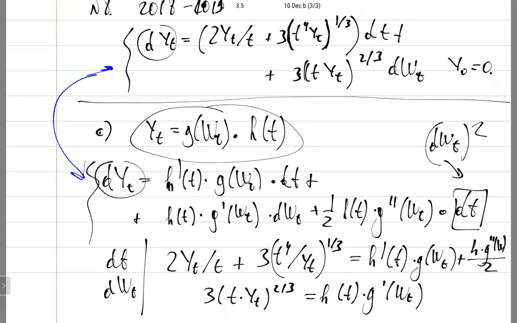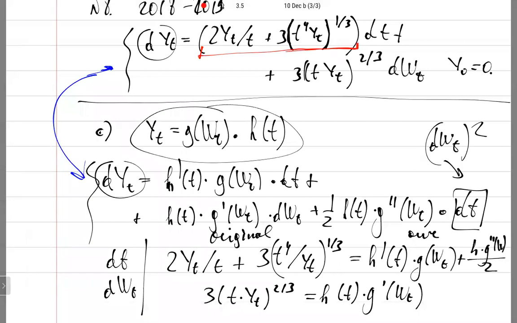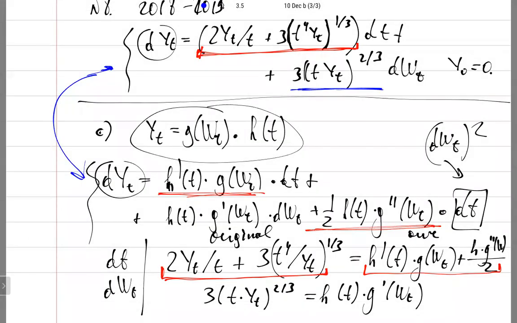Okay? So we chose to consider the original formula only from the hint, yes? So this is the original. This is our derivation in the original formula. We have this term before dt, and it should match our formula. Our formula is there. I mean, we consider yt is equal to g of wt multiplied by ht. We get this equation from the hint, yes?